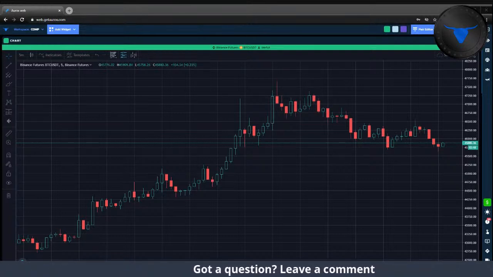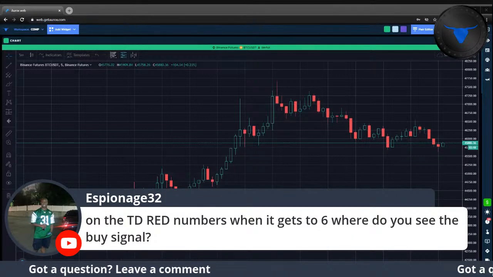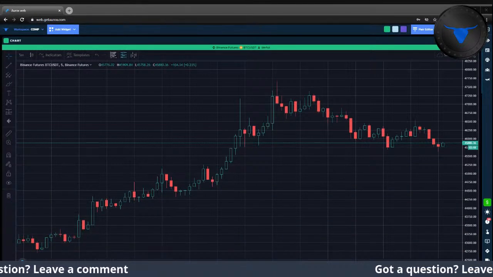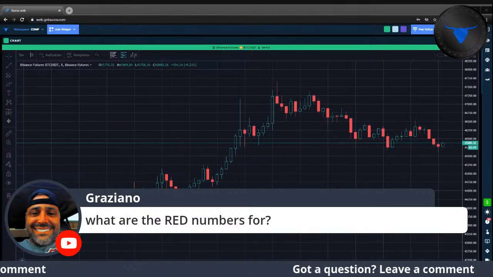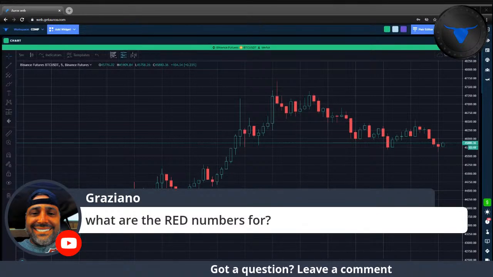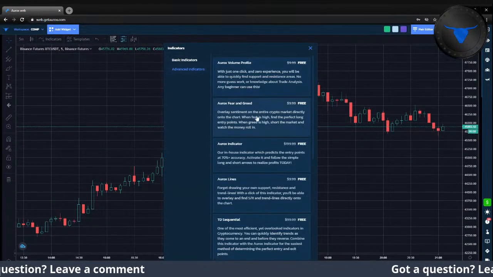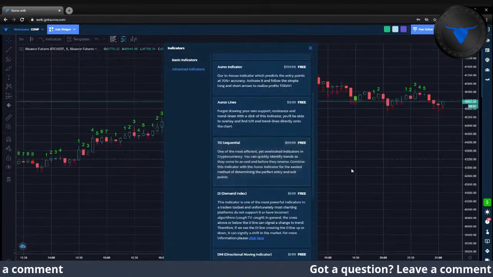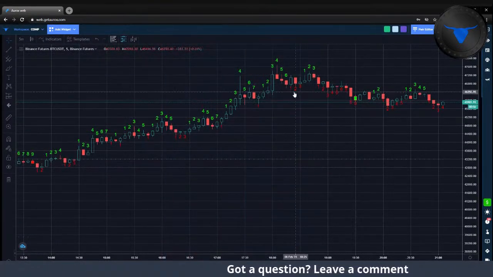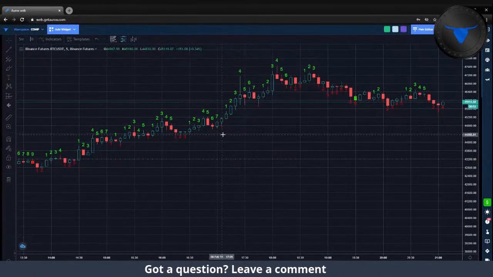Absolutely. And I see a few people asking, so what are the red numbers for? And what happens when the TD red numbers get to 6, where do you see the buy signal? So the red numbers are just, let me add that indicator again. The red indicators are just the opposite of the green.